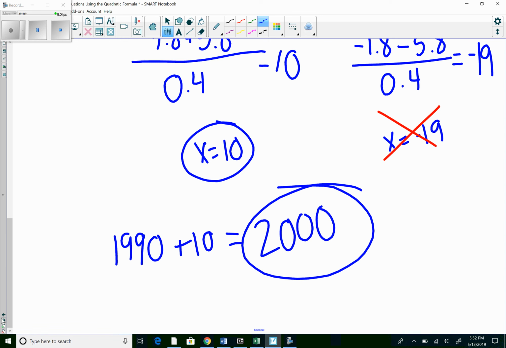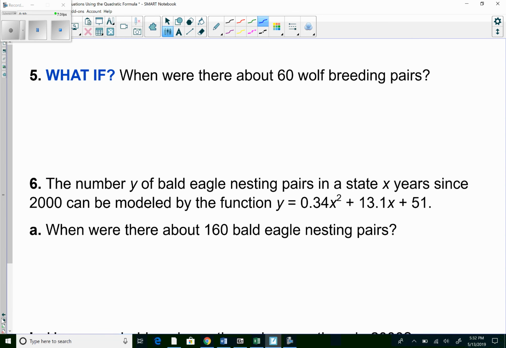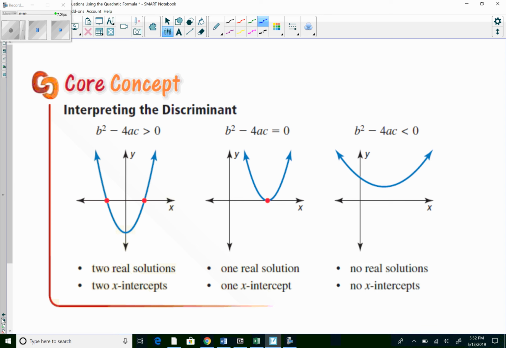All right, I'm going to quickly talk about this last concept here. This concept here, which you already have the basic idea of, like you have all of these graphs, but we're going to talk about the discriminant really quick. The discriminant, you guys, like we talked about before, is just b squared minus 4ac. So it's basically everything that's underneath the square root sign in the quadratic formula.